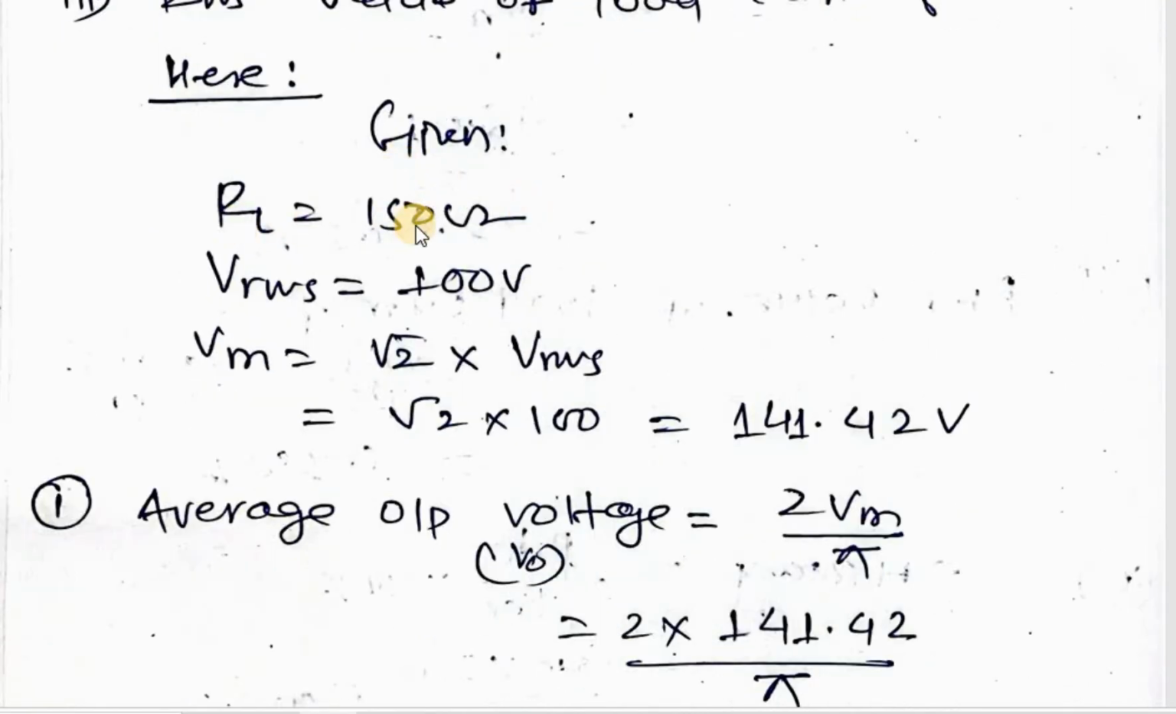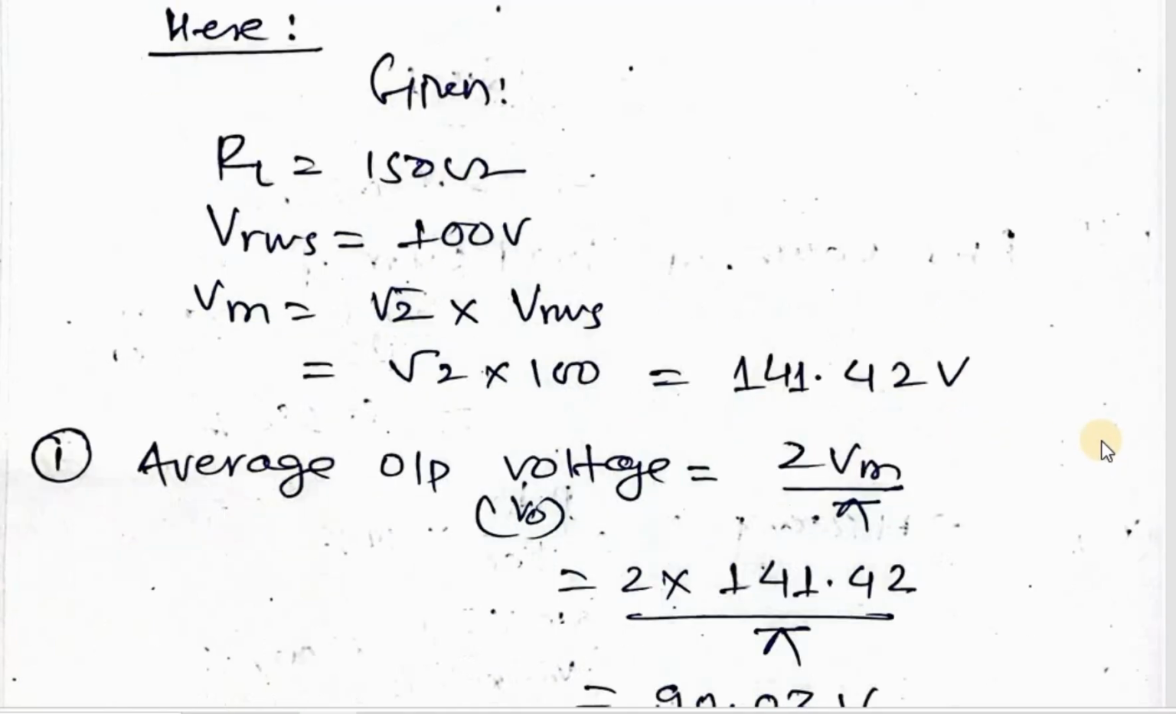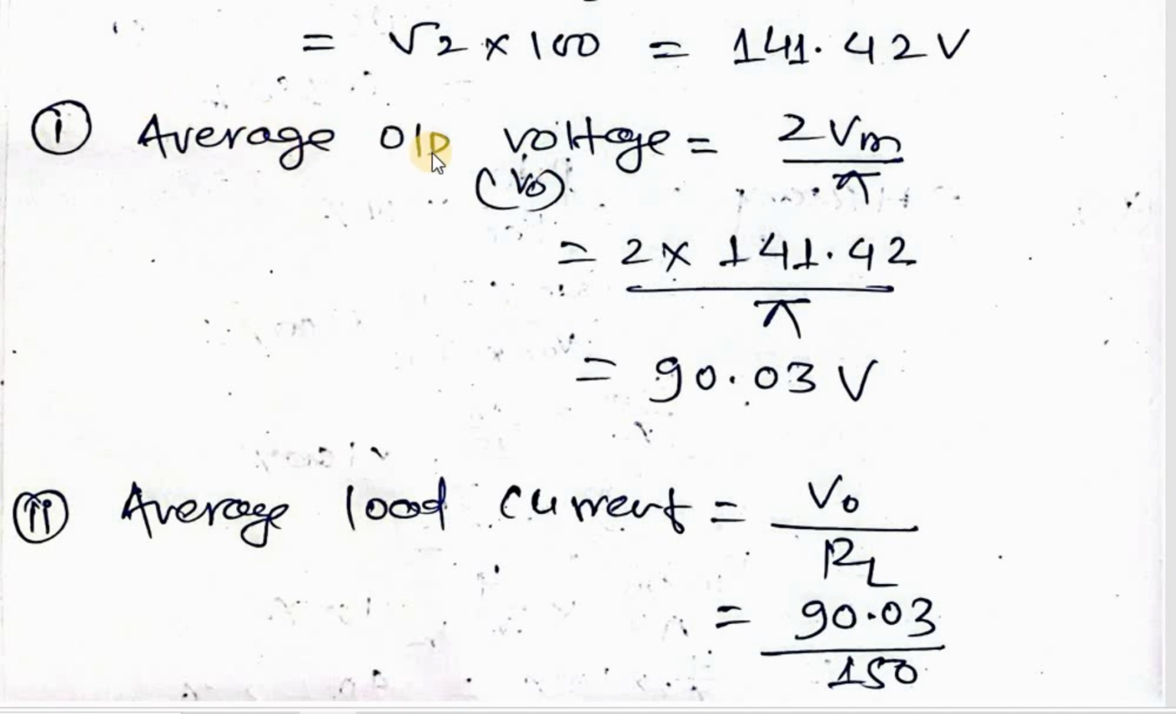RL is 150 ohm, VRMS is 100. From this value, we can find VM. VM is root 2 into VRMS. So root 2 into 100, that is 141.42. And again, average output voltage is 2 VM upon pi.